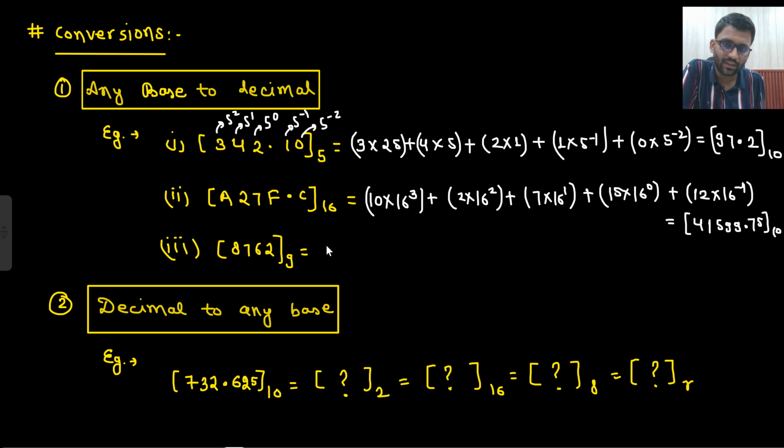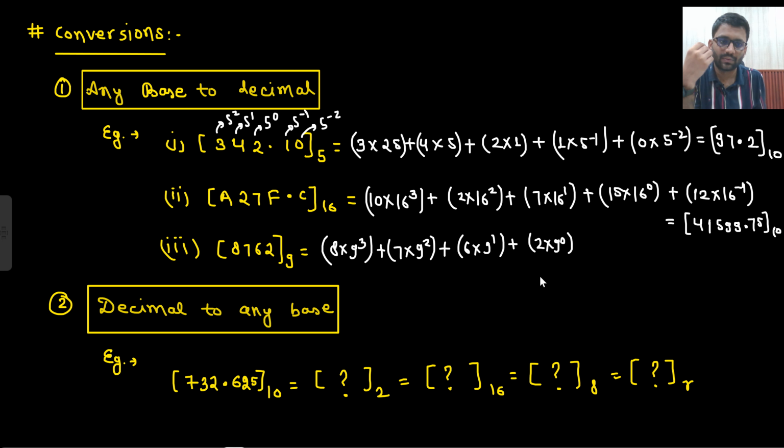Okay, let's do the calculation here. 2 into 9 to the power 0. So this is 9 to the power 0, 9 to the power 1, 9 to the power 2, 9 to the power 3. So 8 into 9 to the power 3 plus 7 into 9 to the power 2 plus 6 into 9 to the power 1 plus 2 into 9 to the power 0, and this would be equal to 9 cubed into 8 plus 81 into 7 plus 54 plus 2.